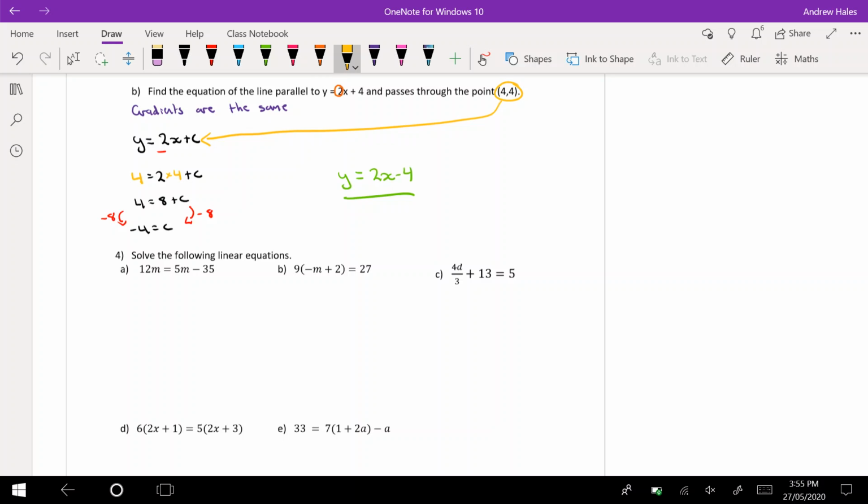So what I need to do is I first need to just get rid of my variable. I need to make sure that I only have variables on one side. So I need to take away 5m first, and take away 5m from here.